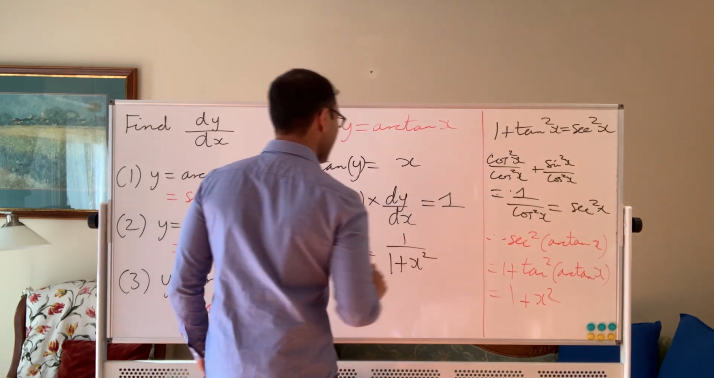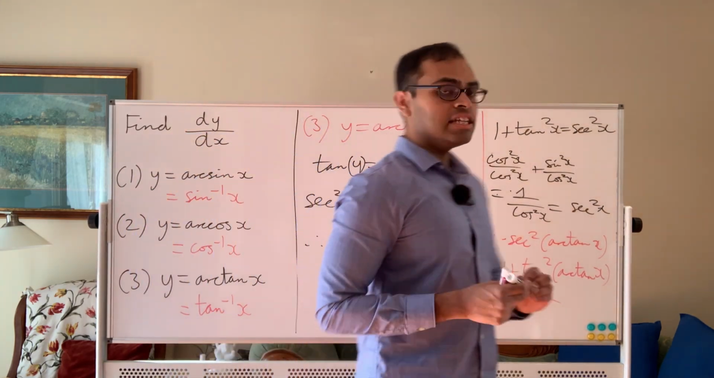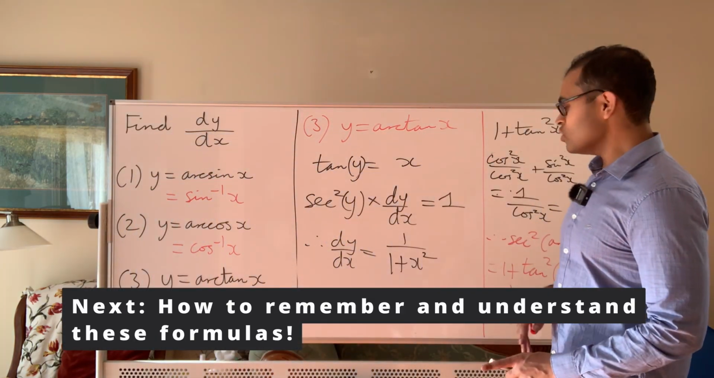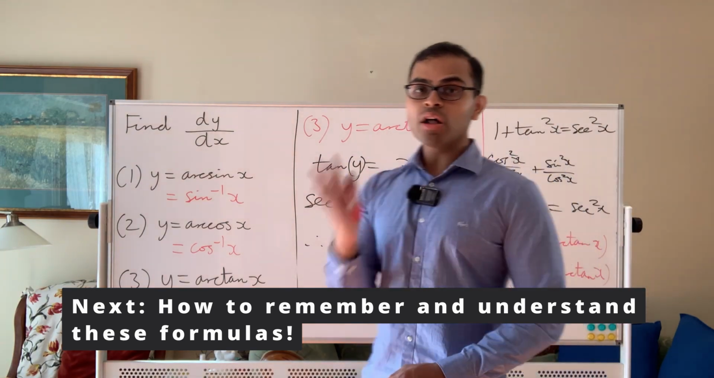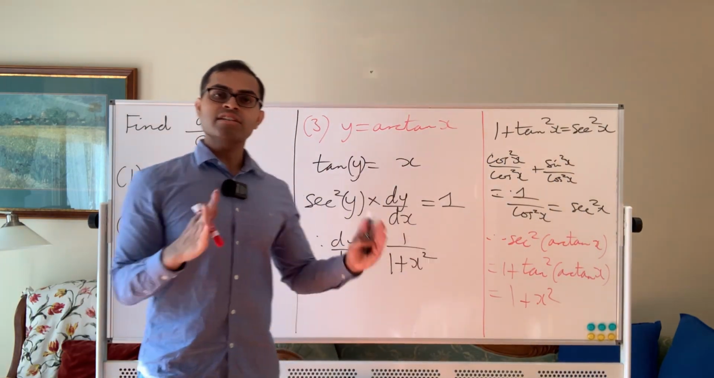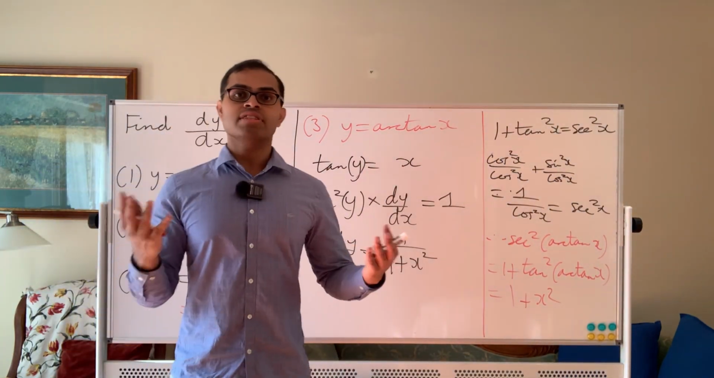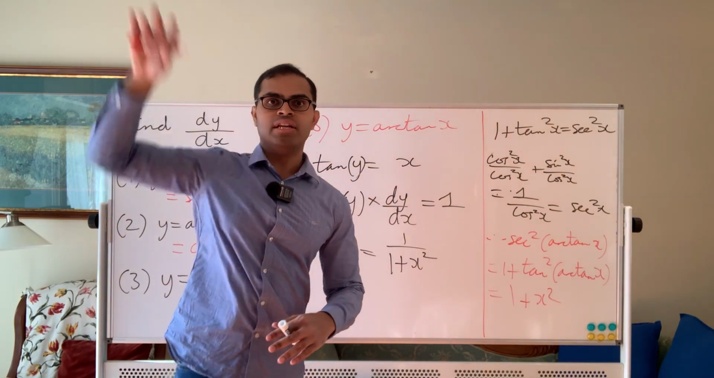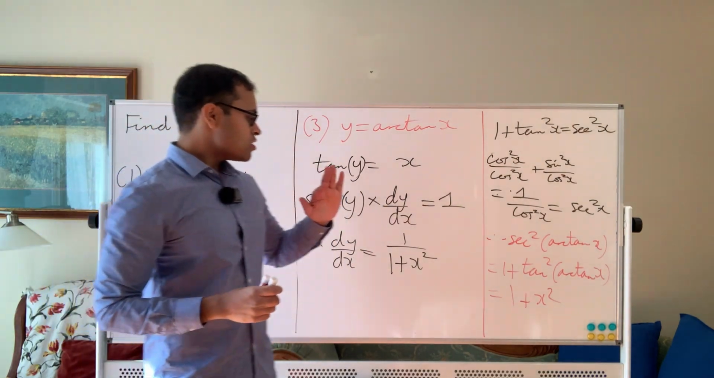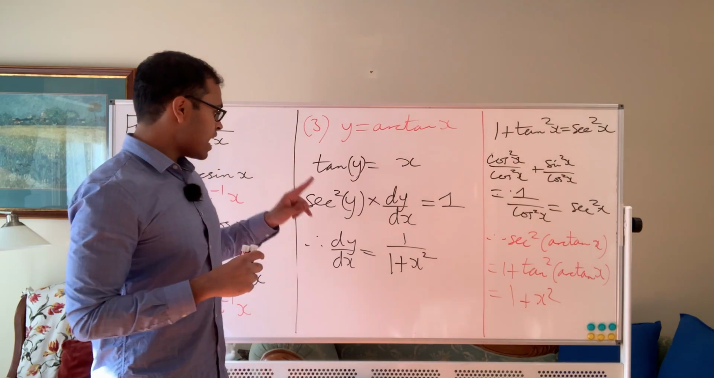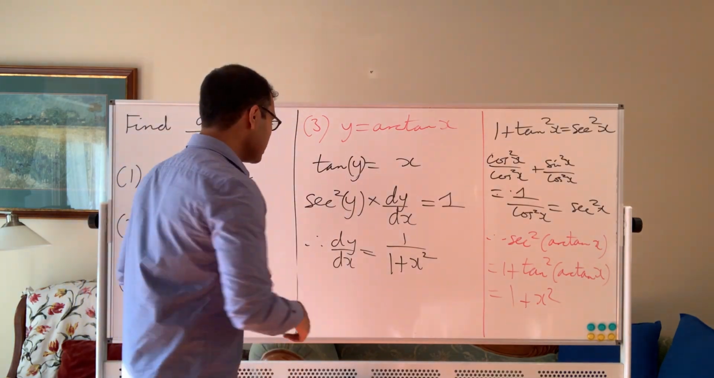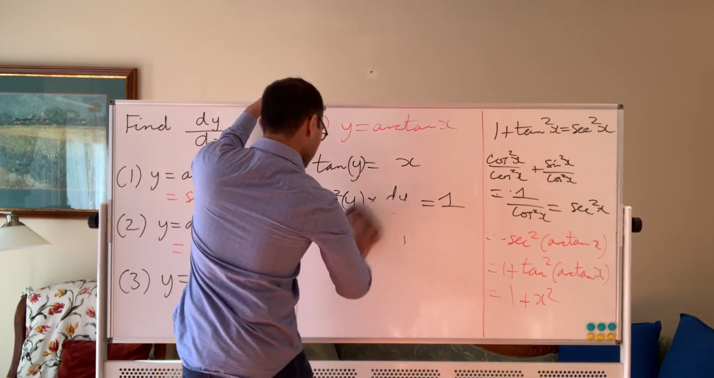1 over 1 plus x squared is dy/dx, the derivative of arctan x, which is really nice, no square roots involved. Arctan is always differentiable because the range of tan is everything. Tan goes from minus infinity to infinity. If you remember the graph of tan, arctan's domain is everything and its derivative is 1 over 1 plus x squared. So now let's do a quick cheat sheet.